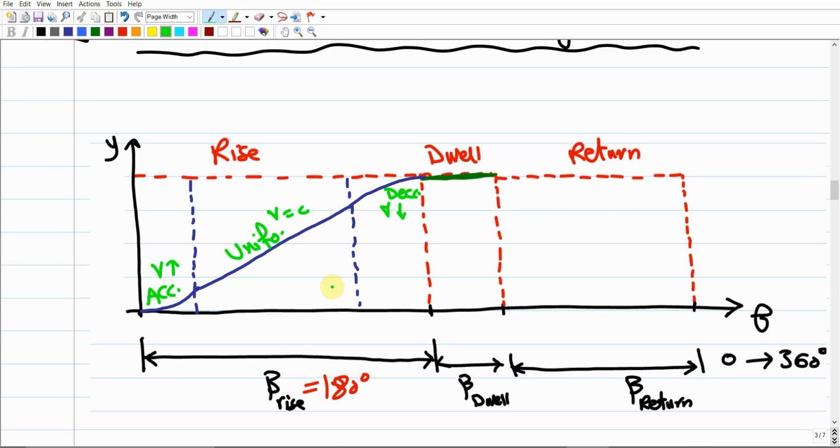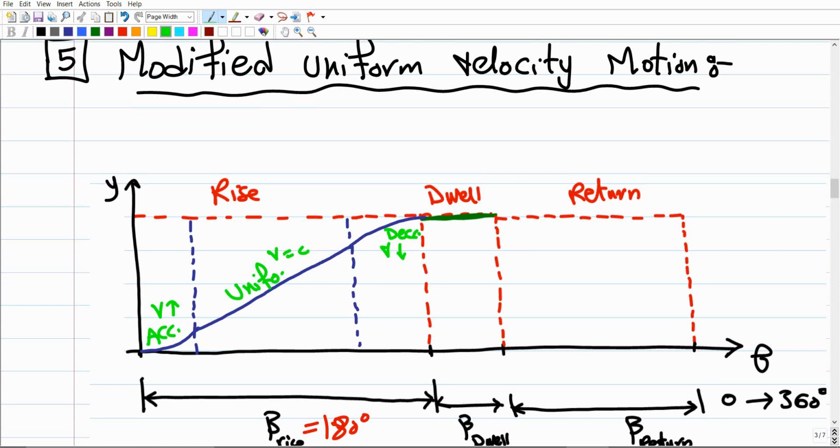So we're going to have a smooth transition starting from zero velocity, increasing the velocity smoothly up to the constant value, then keep going with the same velocity, then decrease the velocity smoothly to zero. This will give a smooth transition. It is not actually 100% smooth to the dwell motion or to the stationary state, but at least we won't have infinite acceleration when we consider this type of motion as modified uniform velocity motion for the follower.